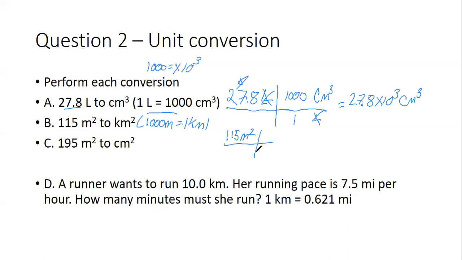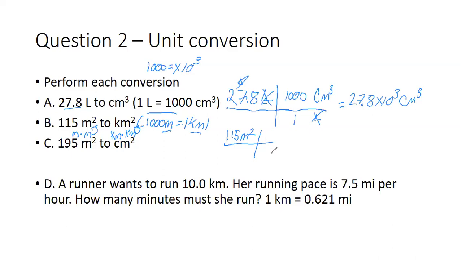Now, why I say this is a little complicated is because meters squared are not the same thing as meters. You can think of meters squared as meters times meters. That's what meters squared actually means. Kilometer squared is kilometers times kilometers, right? So I have a meter squared here, and my conversion is just 1,000 meters to 1 kilometer.